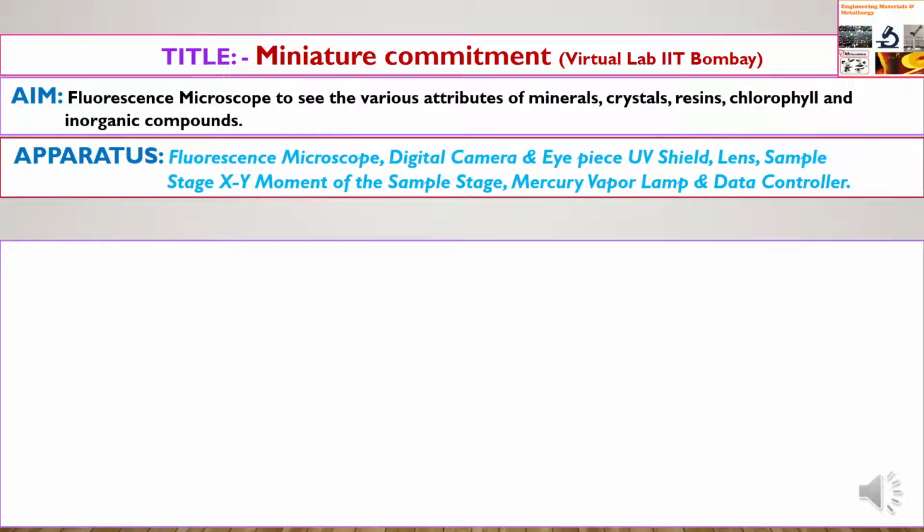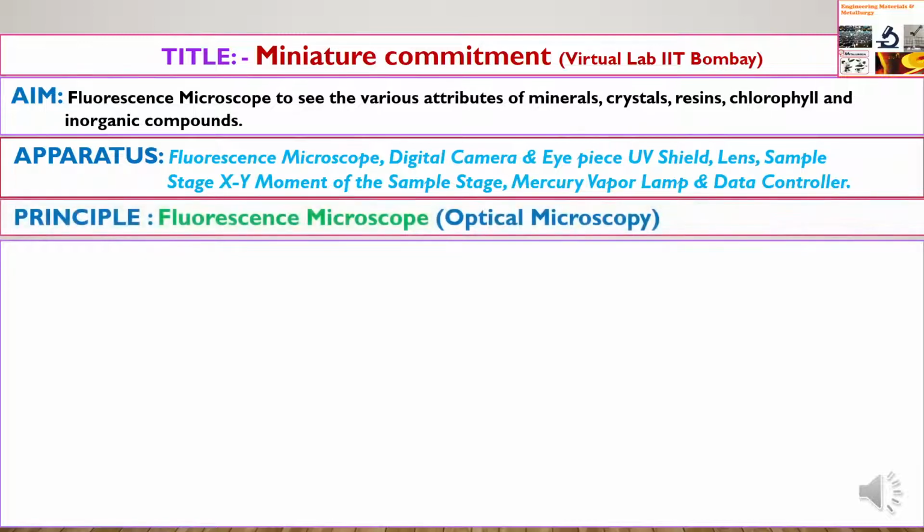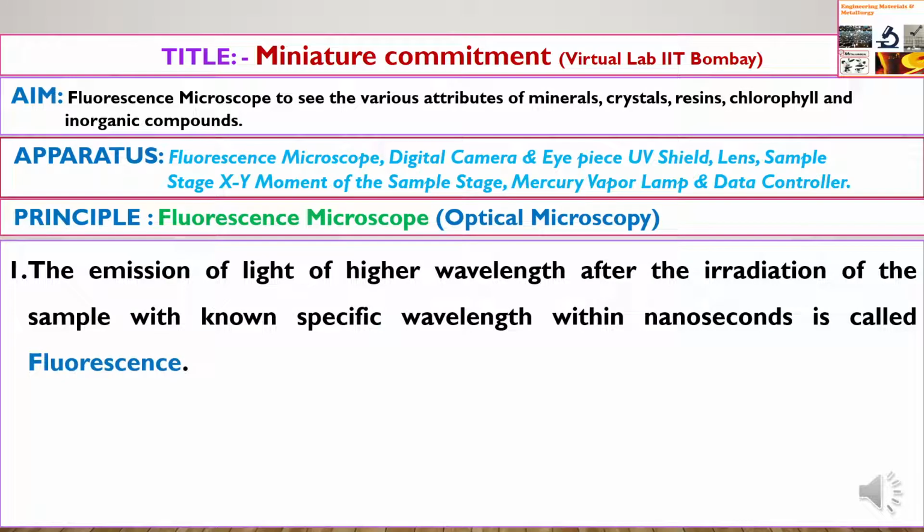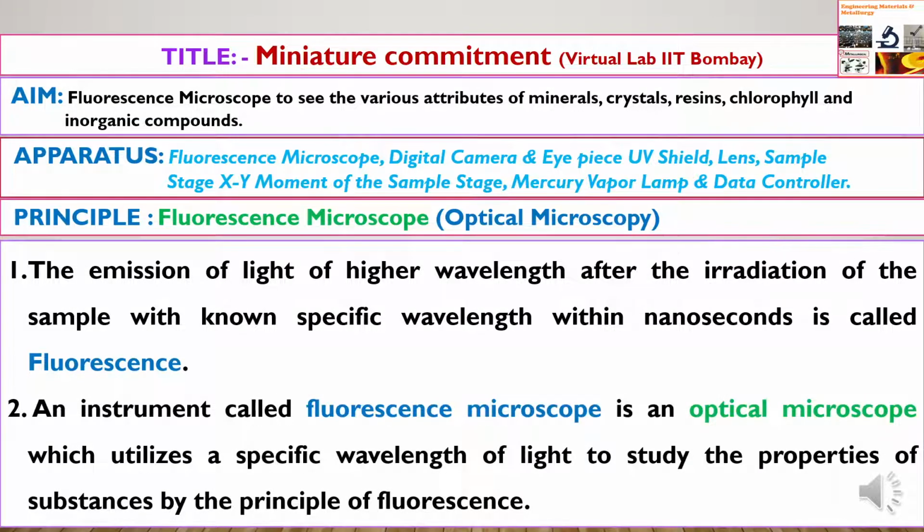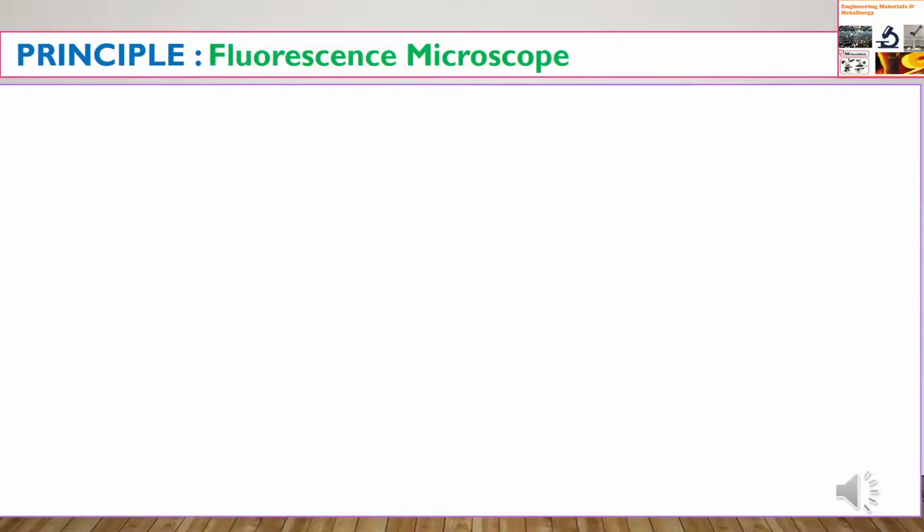Principle: fluorescence microscope. The emission of light of higher wavelength after the irradiation of the sample with a specific wavelength within nanoseconds is called fluorescence. An instrument called fluorescence microscope is an optical microscope which utilizes a specific wavelength of light to study the properties of substances by the principle of fluorescence.